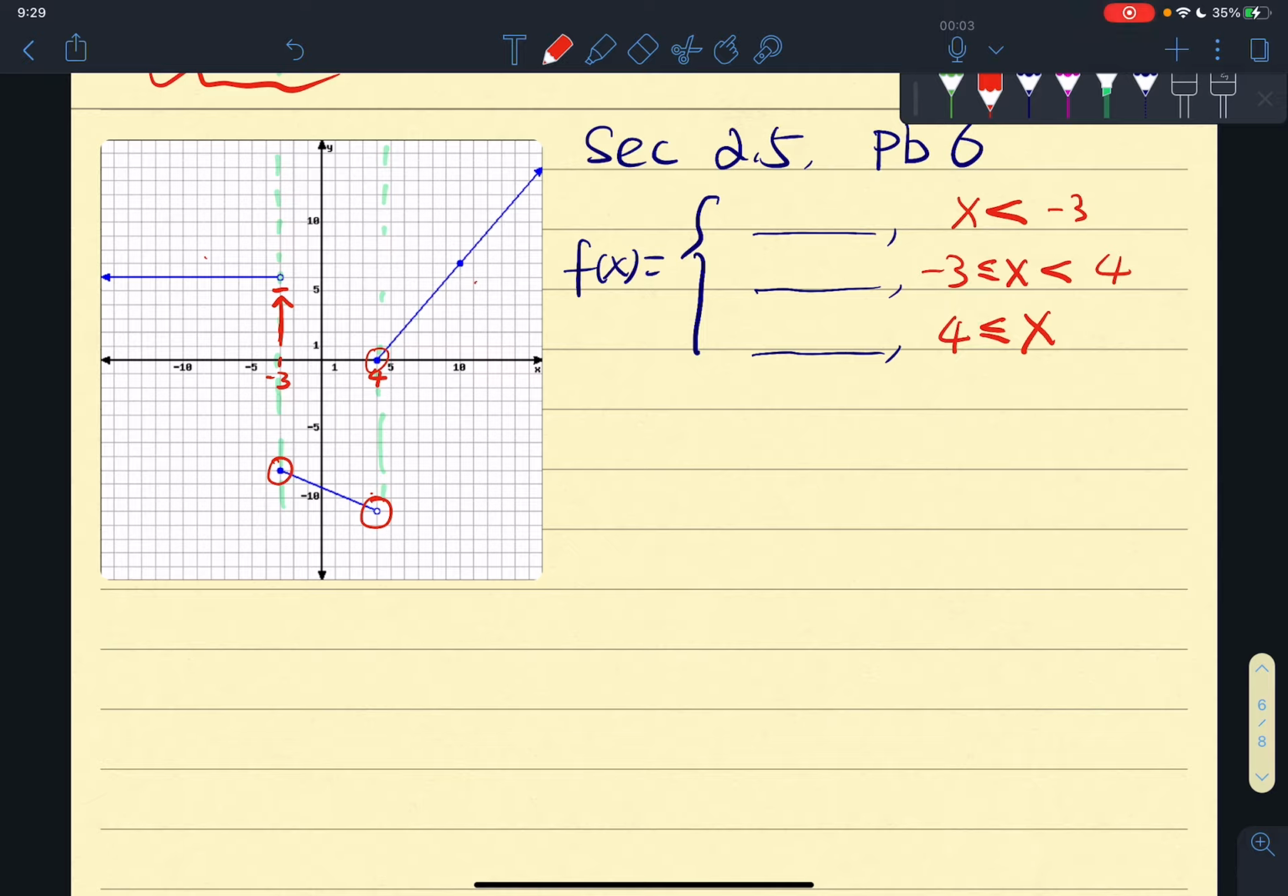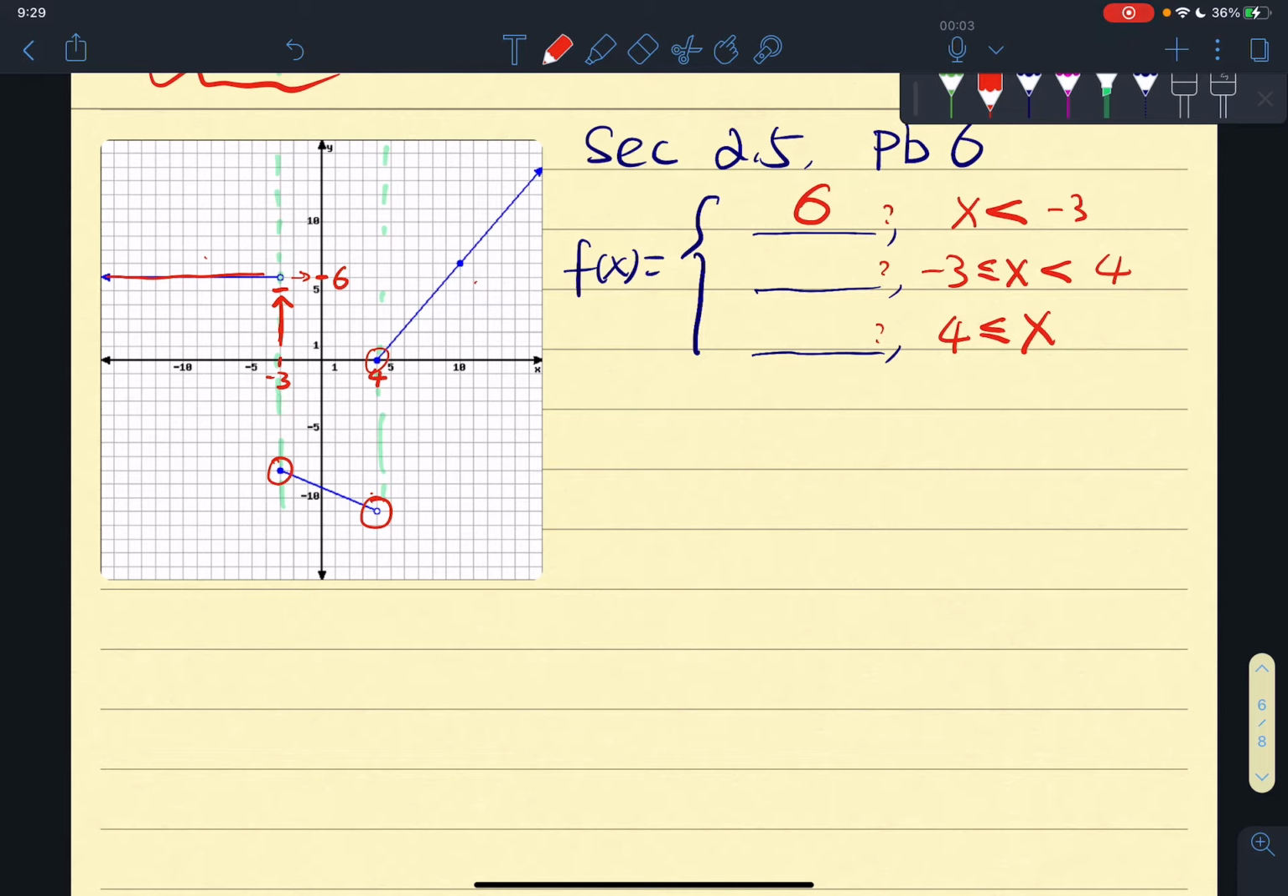The rest is to identify the expression of each line. The first one is pretty straightforward. It's quite obvious you are looking for something with a fixed height. If you have a fixed height, it's a horizontal line, a constant function. Everything keeps the same height, so the first piece is actually 6.